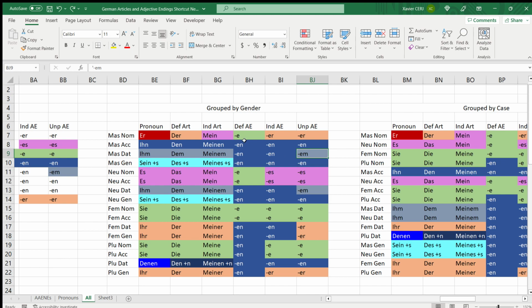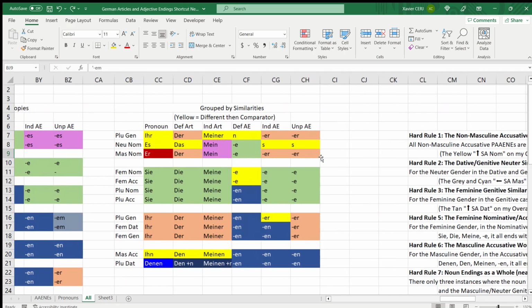That's it. So that's a way of learning it as well, if you want to go about doing it like that. Basically, for the masculine non-nominative adjective endings, they're all en, except for the masculine dative unpreceded adjective ending, which is em. Make sense? Yeah? Cool.